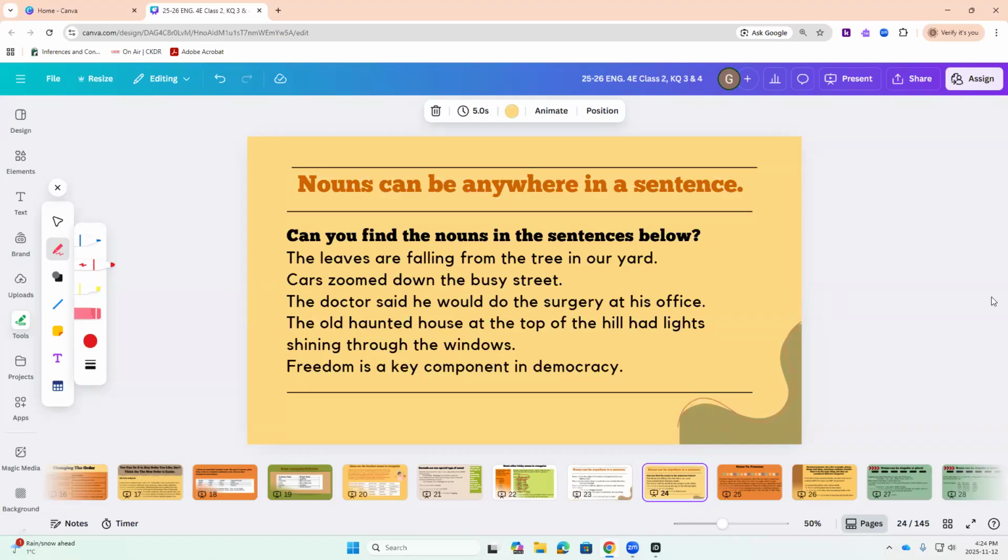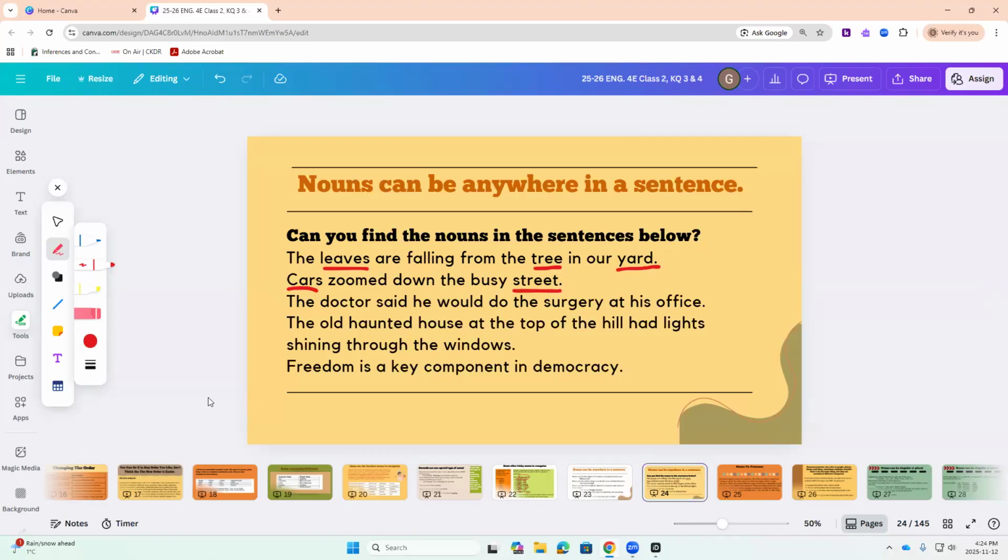The leaves are falling from the tree in our yard. Okay. Leaves, right? Those are a thing. Falling from the tree. The tree is a thing. In our yard. Yard could be a thing or we could call it a place. Cars zoomed down the busy street. All right, well, a car is a thing. Street probably would be a place.